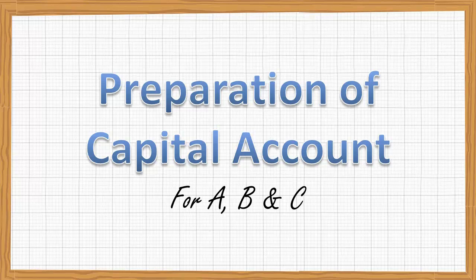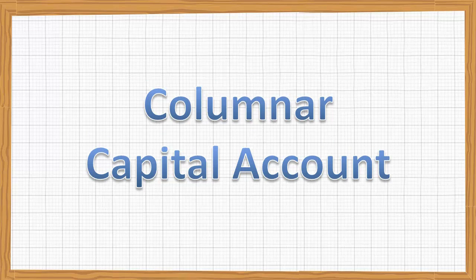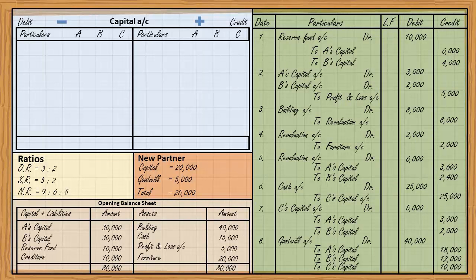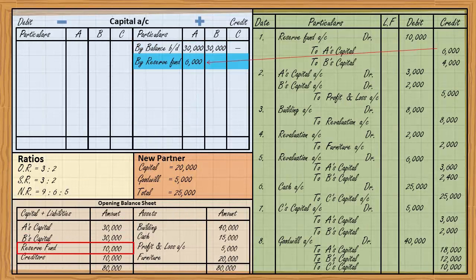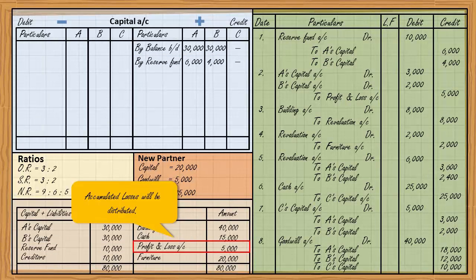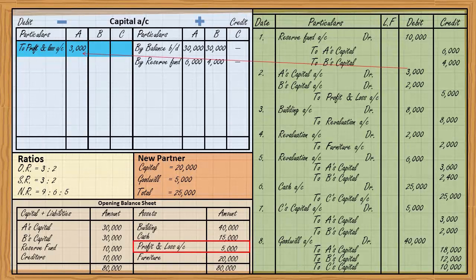So we always make columnar capital accounts. I mean to say 3 columns on debit side, 3 columns on credit side, because we have got 3 partners A, B, C. So we have to create 3 columns on both sides. Credit side, by balance BD 30,000, 30,000. Then we distributed accumulated profit. So by reserve fund 6,000, 4,000. Then we distributed accumulated loss. So on debit side, to profit and loss account 3,000, 2,000.